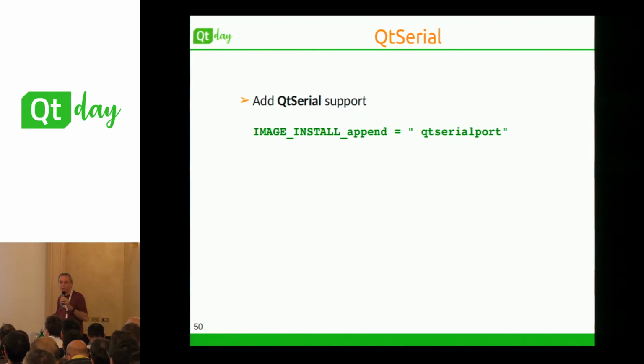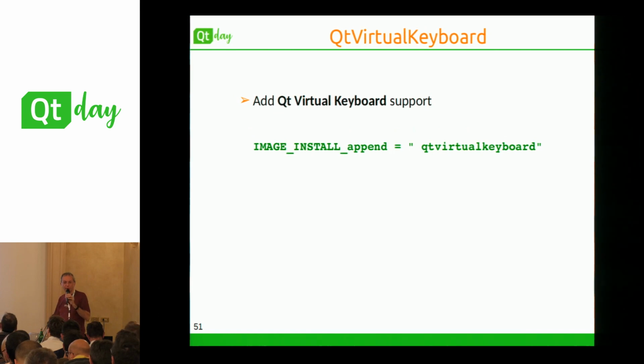Another thing, if you want to use the serial port to communicate, you need to install the library into the system using this keyword, IMAGE_INSTALL_append qtserialport. This automatically will include in the final system the library needed to communicate with the serial port. And the famous virtual keyboard. If you want the virtual keyboard, simply add it using IMAGE_INSTALL_append, and it will be enabled in the system. Of course, you need to rebuild every time you change one of these settings.